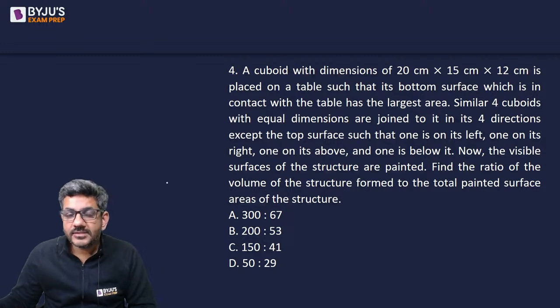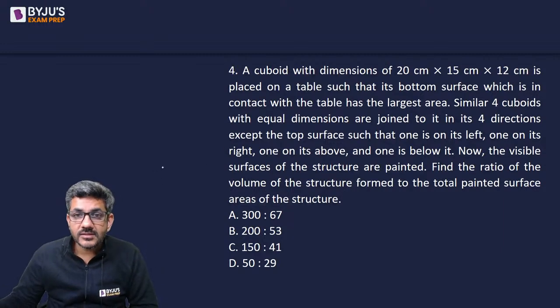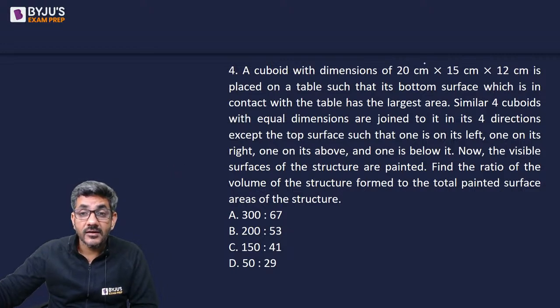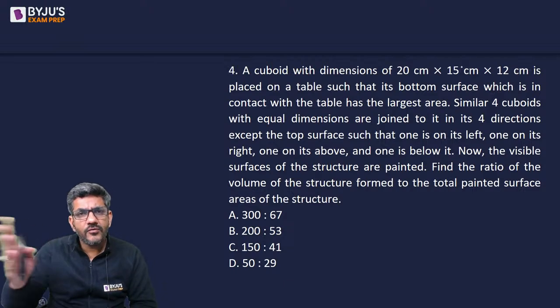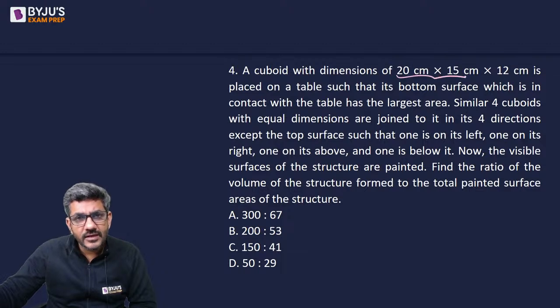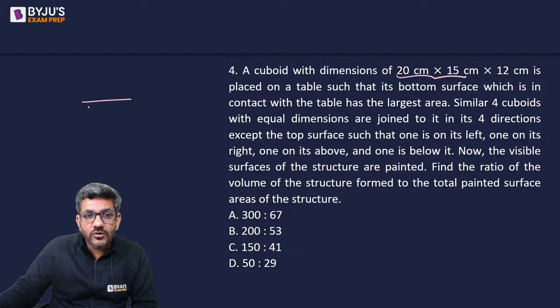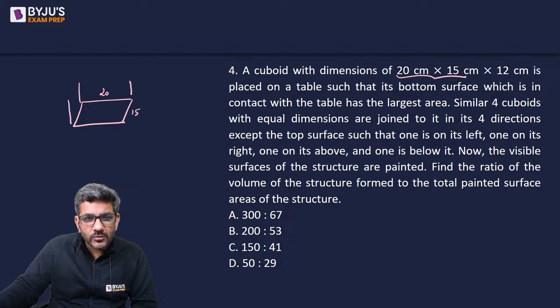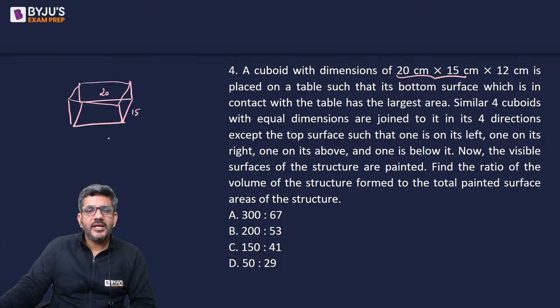A cuboid with dimensions 20, 15, and 12 is placed on a table such that its bottom surface, which is in contact with the table, has the largest area. So there are three kinds of surfaces: 20 into 15, 15 into 12, and 20 into 12. The largest area would be 20 into 15. That's at the bottom. So ultimately, it would look like this: I have 20 into 15 at the bottom, and the height of the cuboid is equal to 12. So something like this I will have here. 20 by 15 by 12.